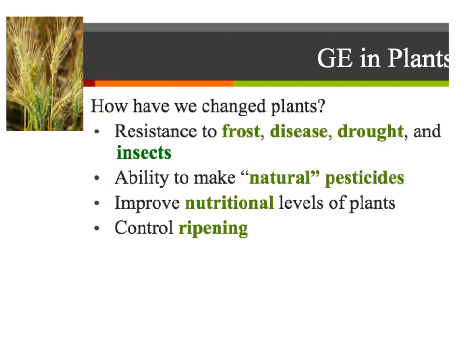All right, so how have we changed plants? We have made them resistant to frost, disease, drought, and insects. The ability to make natural pesticides. We've improved the nutritional level of plants, and we can more control ripening, so there's less waste of food that becomes too ripe before it hits the grocery store shelves, let's say.